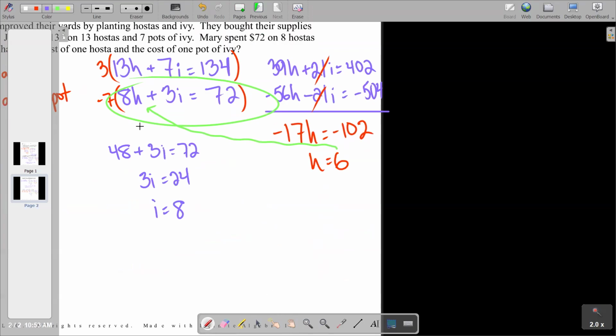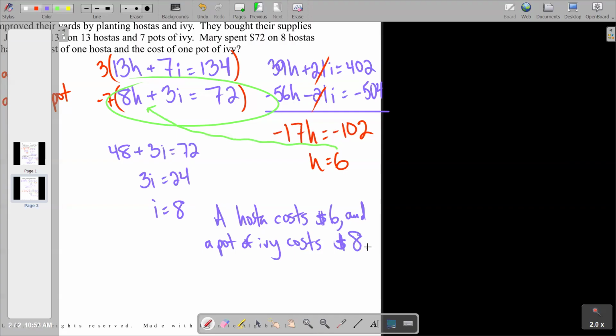Let's make this official. A hosta costs 6 bones, and a pot of ivy costs 8 big ones. And that is that with 37 seconds to spare.